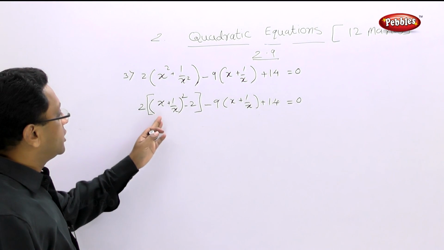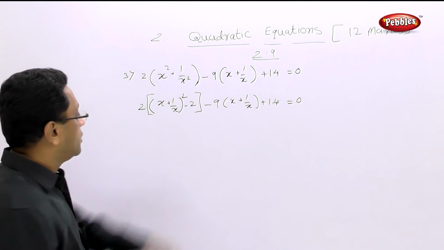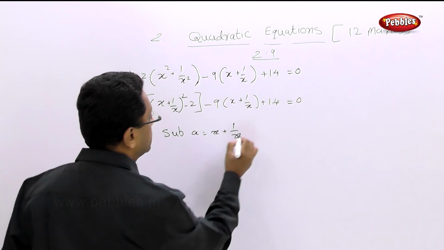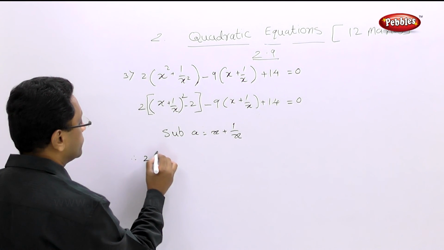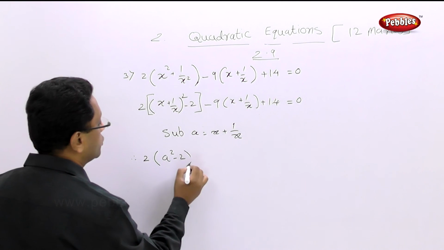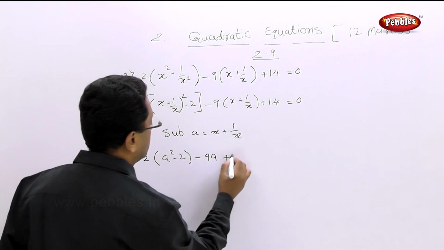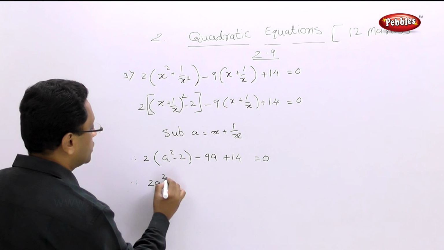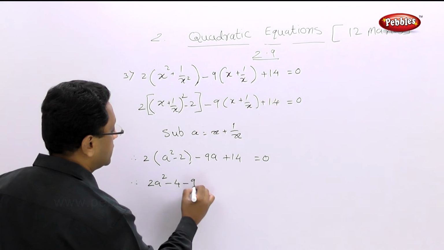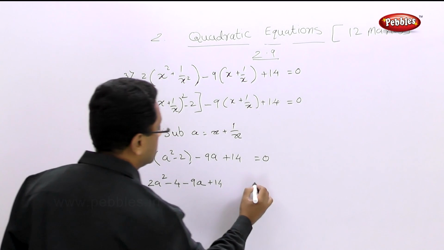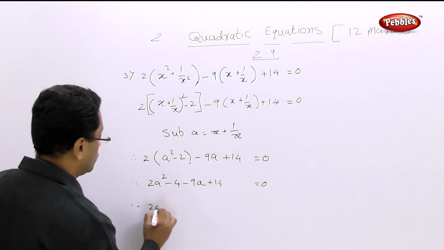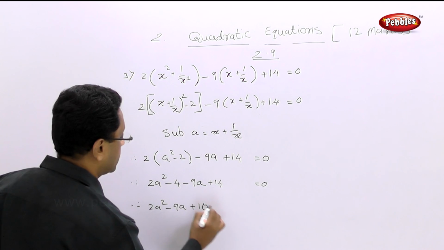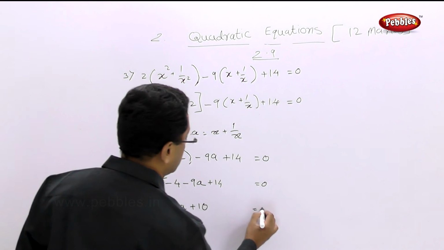Now we have two common things, x plus 1 upon x, x plus 1 upon x. We will substitute a is equal to x plus 1 upon x and hence we will get 2 (a square minus 2) minus 9a plus 14 equal to 0. Let us open this bracket. 2a square minus 4 minus 9a plus 14 equal to 0 and hence we will get 2a square minus 9a plus 10 equal to 0.